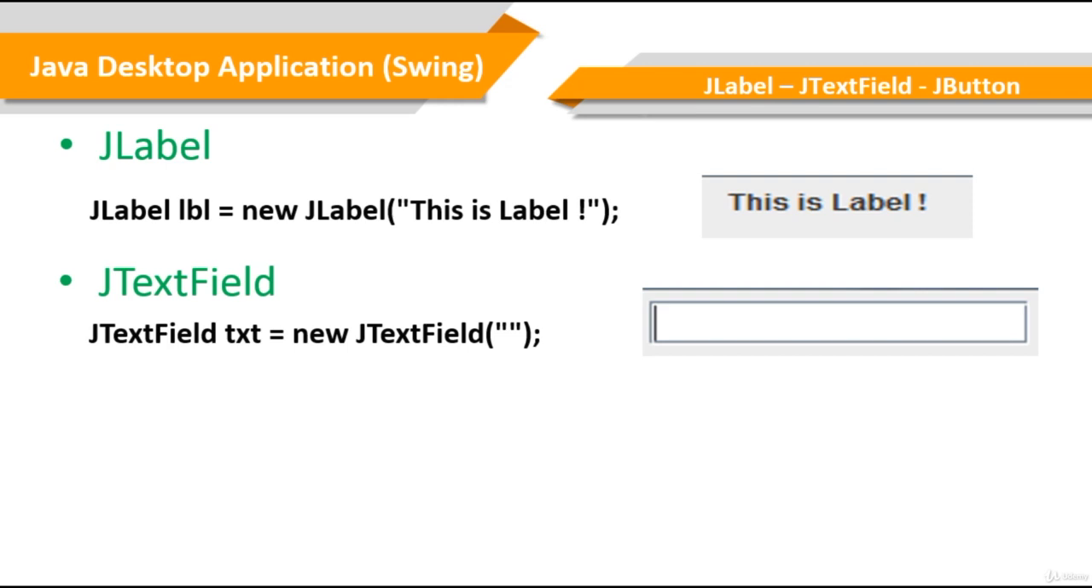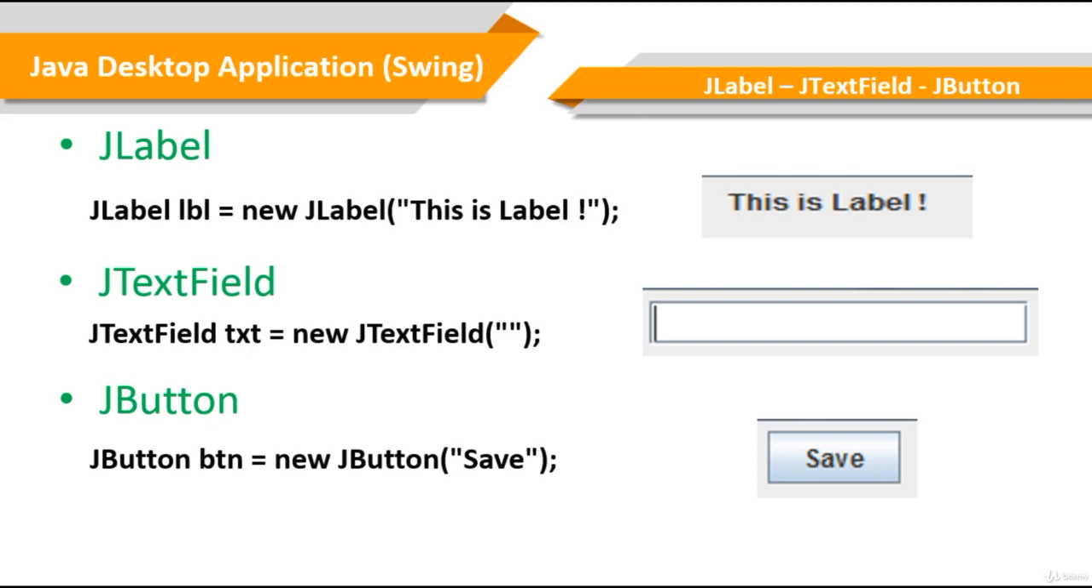JTextField is a class of Java Swing, and it's a text component that allows the editing of a single line of text. And the JButton is a class of Java Swing. It's used to create a labeled button. So when the button is pushed, some actions are performed. You know, for example, save, update, delete, etc.